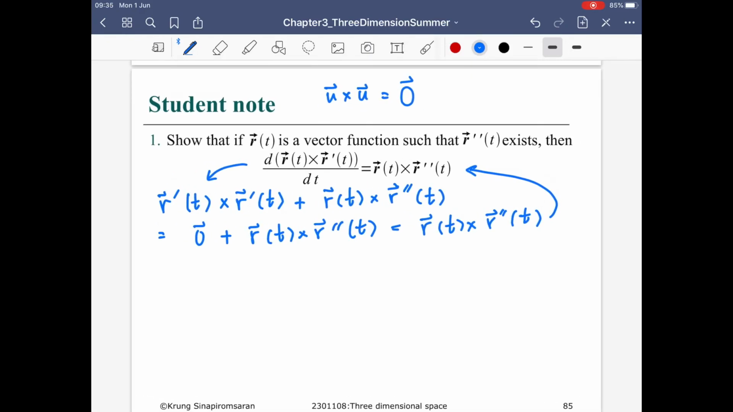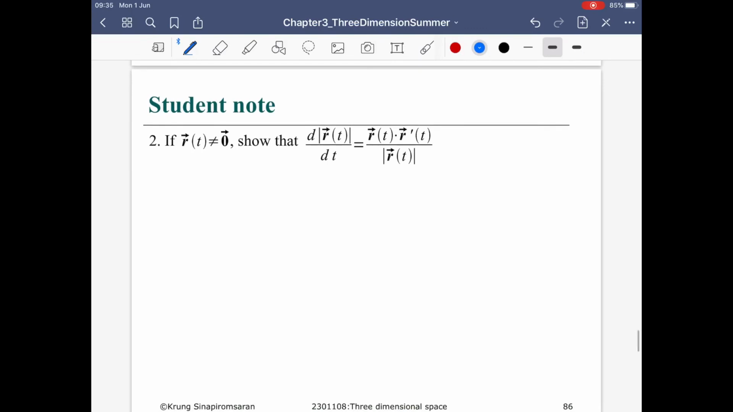Okay, next, we would like to show the derivative of the length of your r, and of course your r cannot be a zero vector, otherwise we cannot have this length. So you need to recall that the length of your vector u is actually u dot u, and then take a square root.